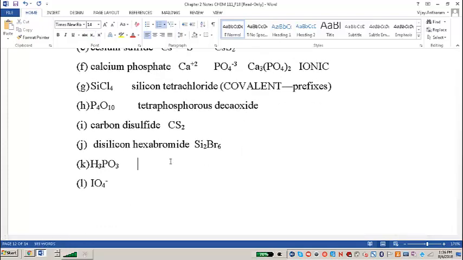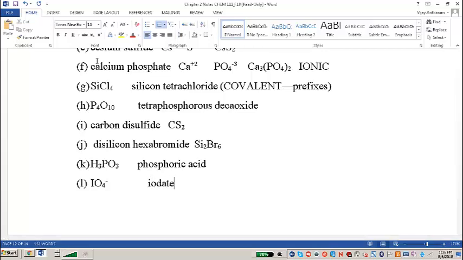Alright, H3PO3. In our lab, you're going to deal with naming acids, but anytime you see an H as a leading element, that tells you that H can leave. And any substance that can give off H+ as a proton is an acid. So naming acids is different. It has its own set of rules, and you have a lab and an Excel spreadsheet where you'll name acids. This is phosphoric acid. And again, that is nomenclature of acids, which is a separate sort of rule book.